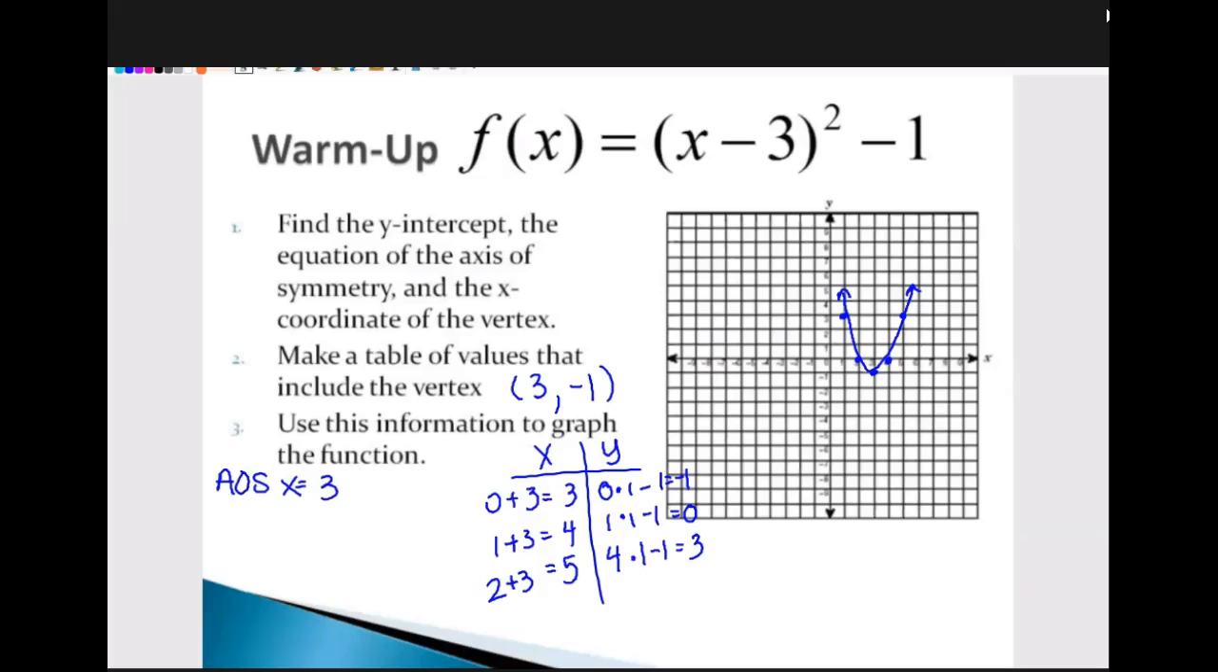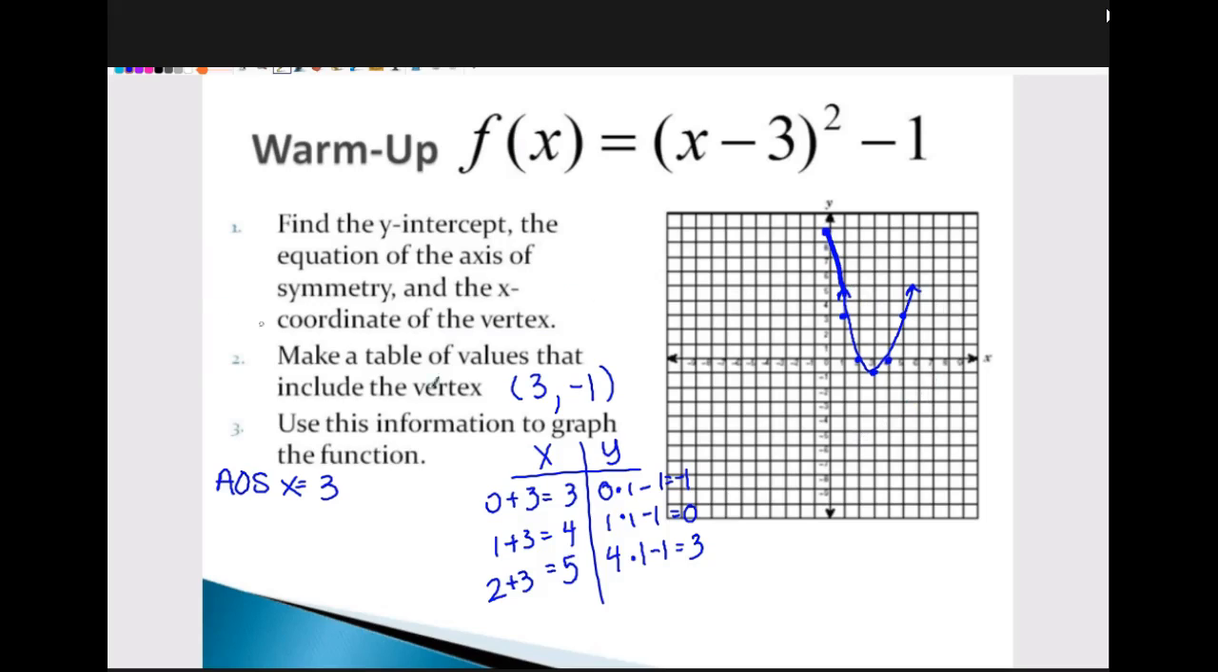So looking back at that, the y-intercept is the value when x is 0. So we could find the y-intercept by plugging 0 in for x. So you get 9 squared minus 1. So that would make my y-intercept 8, which is this point right here. So that tells me this graph would continue and go through that point there.